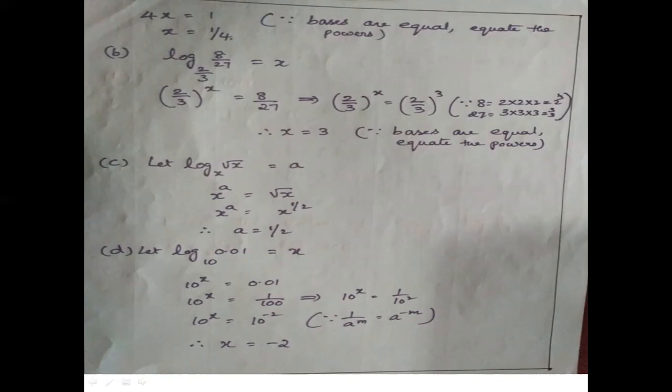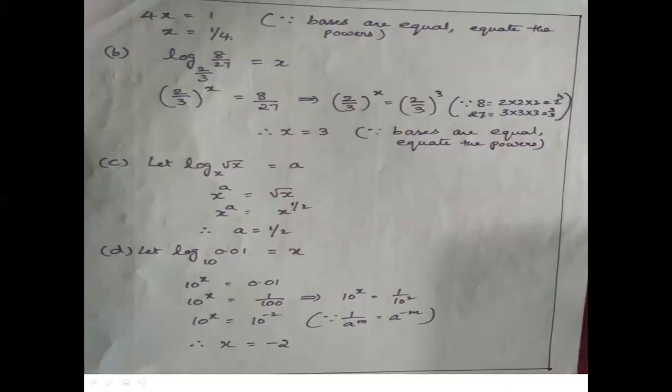Now, the third one, log root x to the base x. We'll assume this to be the variable a. Why did I use a here? Because in the question the variable x is already there, so I have used another variable a. Again convert this into exponential form. x power a is equal to root x. You can write root x as x to the power of 1 by 2. Once again the bases are equal, so equate the powers. Therefore a is equal to 1 by 2.